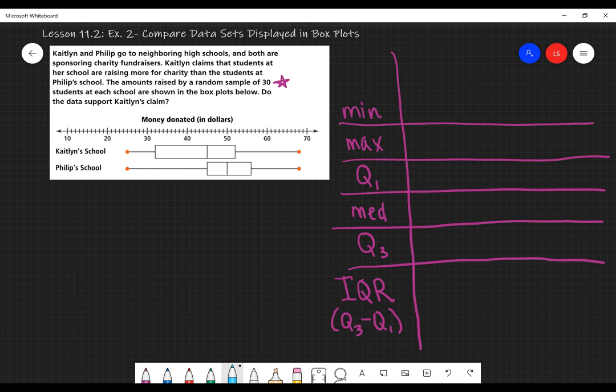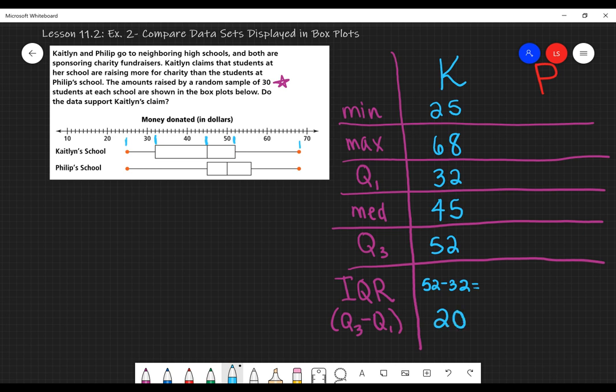So we'll set up a chart, one for Caitlin's school, which I'll represent with a K, and the other for Philip's school, which I'll represent with a P. So the minimum at Caitlin's school was 25, and the maximum was 68. The first quartile was 32. The median was 45. And the third quartile was 52. So if we're going to calculate the IQR for Caitlin's school, we're going to do 52 minus 32, which equals an IQR of 20.